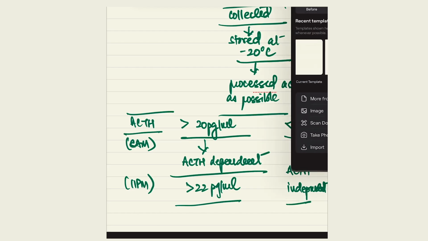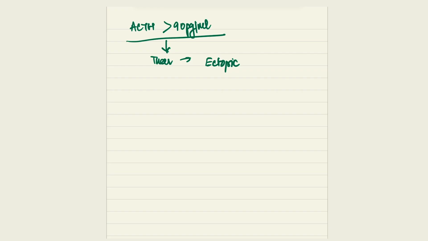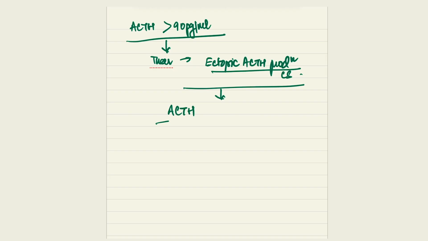And another thing, if the ACTH levels are more than 90 picogram per ml, then it points towards ectopic ACTH producing Cushing syndrome. So then we will go for what the etiology is. ACTH will tell us this.